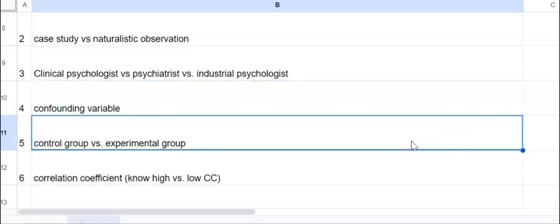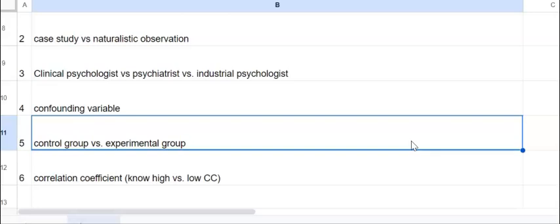Control group versus experimental group. If you see these in a description, that's a clear indicator that that type of research is an experiment. The control group is the one that is not getting any special treatment. So they are controlled in the sense that we're not doing anything to them. The experimental group is the one that gets the independent variable.